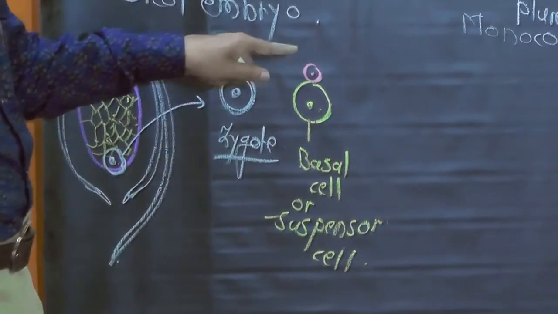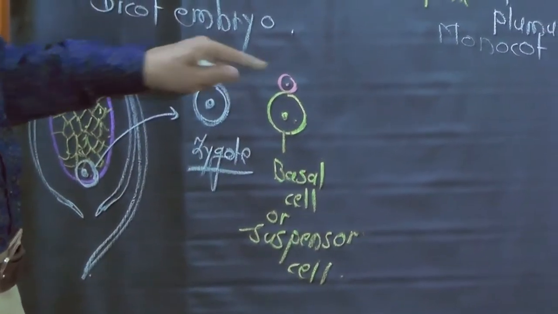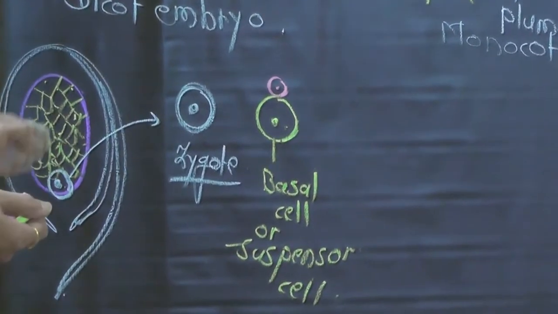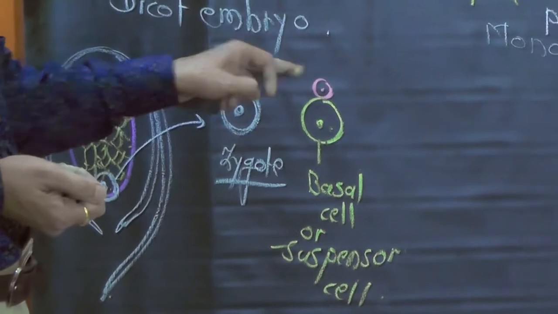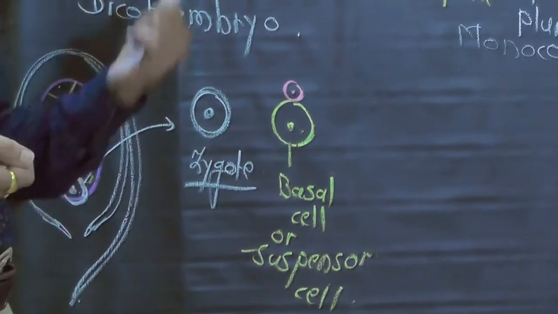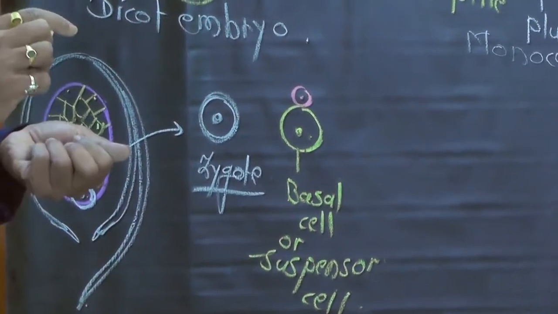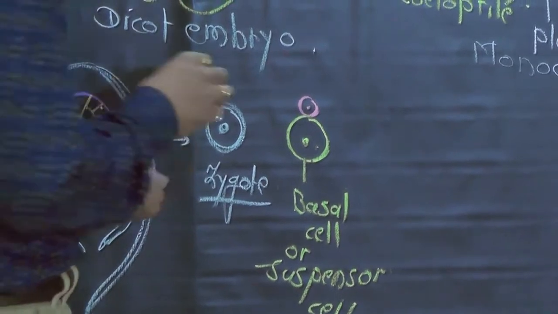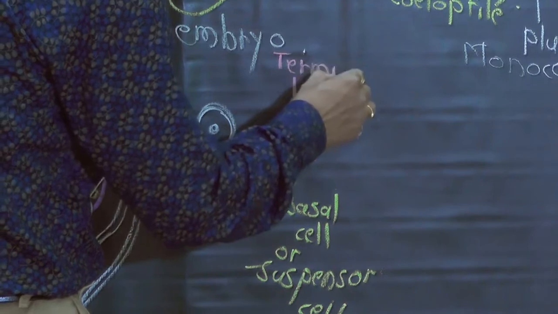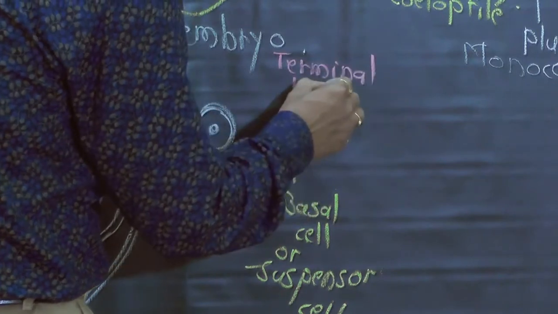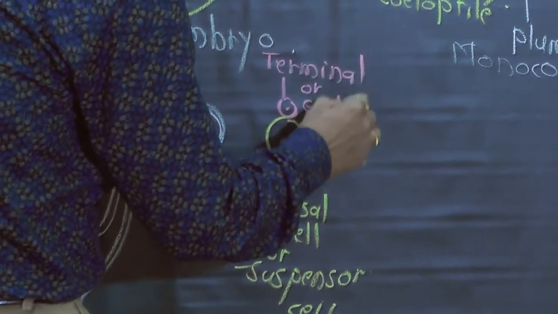While the other smaller cell, which lies towards the center of the embryo sac, that smaller terminal cell is known as the embryonal cell. Terminal or embryonal cell.